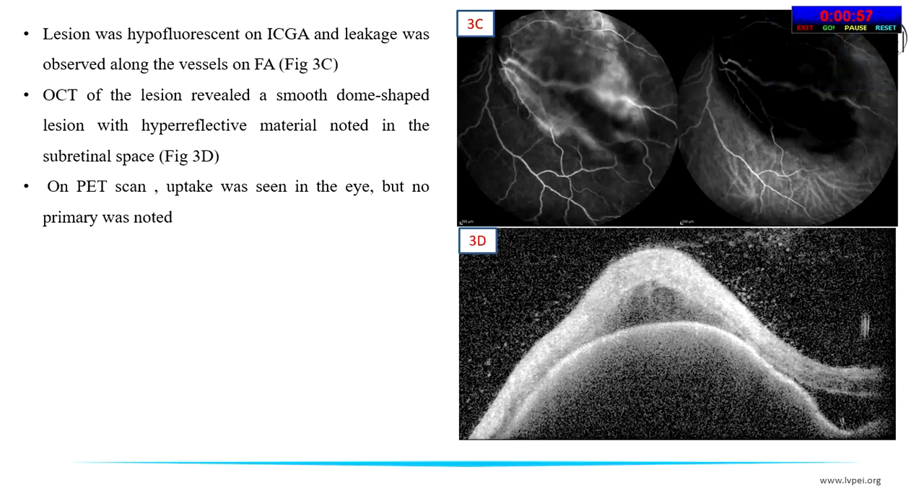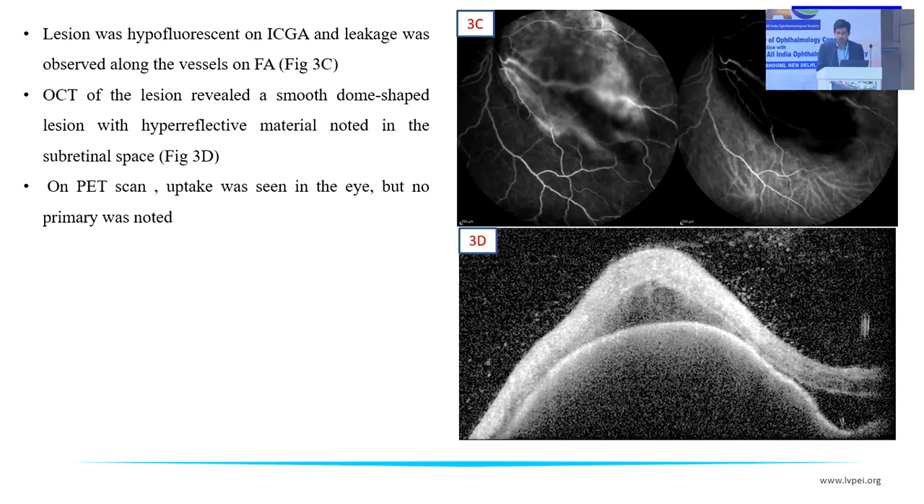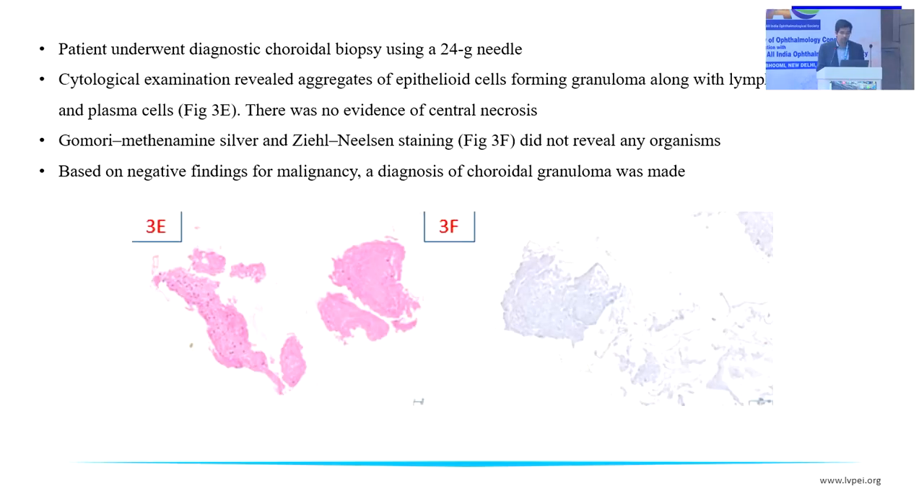On PET scan, uptake was seen in the eye, but no primary was noted. We can also see in the OCT that there are inflammatory vitreous cells. The patient underwent a diagnostic choroidal biopsy. Cytological examination revealed an aggregate of epithelioid cells forming granuloma along with lymphocytes and plasma cells. There was no evidence of central necrosis. On GMS stain and ZN staining, no organisms were revealed. Based on negative findings for malignancy, a diagnosis of choroidal granuloma was made, and the patient was investigated along that line.